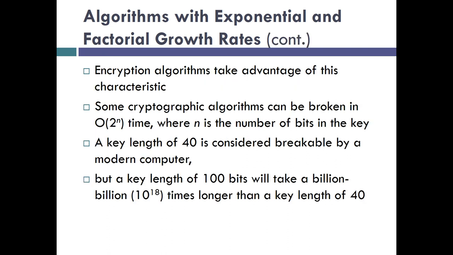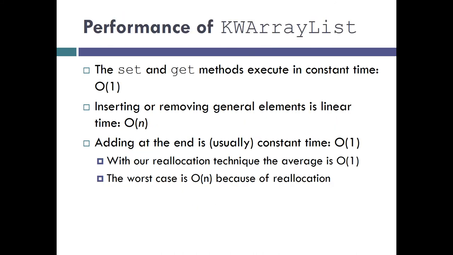Except for the fact that sometimes we actually want to use this when we're encrypting stuff. We really would like it so that the algorithms take forever to decrypt. So cryptographic algorithms can be broken, right? You can break almost any code. It just takes time. Can't break one-time pads, but pretty much anything else you can break just by trying hard enough. And it takes 2 to the nth time, where n is the number of bits in a key. So a key length of 40 is considered easily breakable by a modern computer. I mean, this was maybe 8 years ago, so computers have gotten even faster. But a key with 100 bits will take a billion times longer than a key length of 40. So using something with 256-bit keys, or even if you're really paranoid, 1024 bits, those will take forever to break.